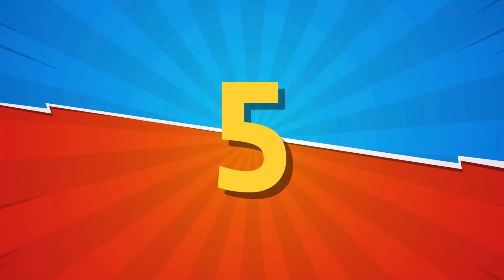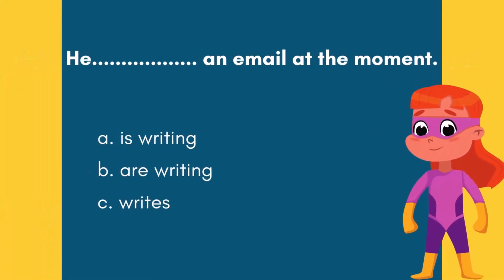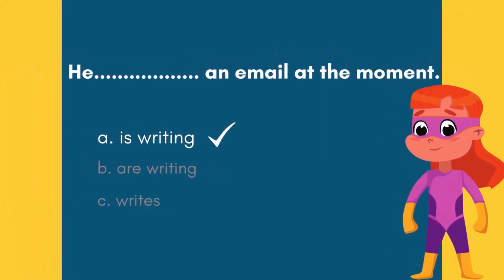Number 5. He dash an email at the moment. A. Is writing. B. Are writing. C. Writes. Answer is A. Is writing.